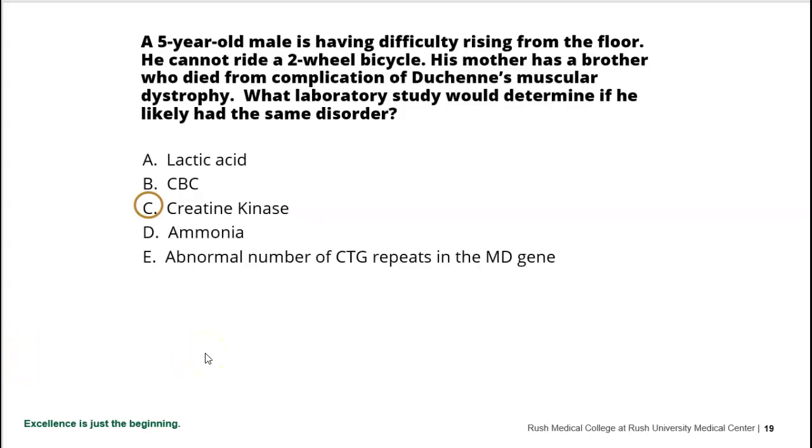So this is just an exam question. A 5-year-old is having difficulty rising from the floor. He cannot ride a 2-wheel bike. His mother has a brother who died from complications of Duchenne's muscular dystrophy. What laboratory test would determine the likelihood that he would have the same disorder? The CK is something you can do in the office. But the actual diagnosis, you need to do molecular testing.